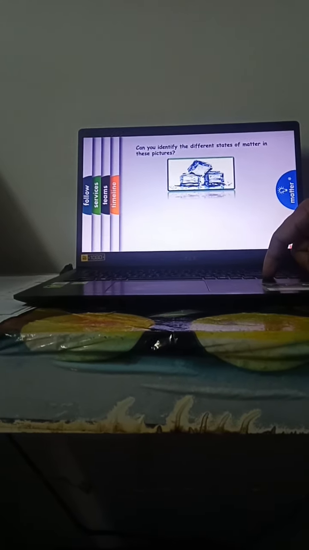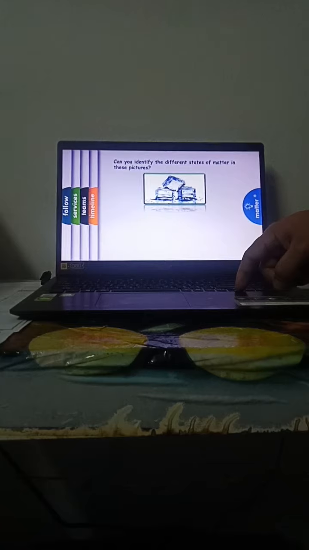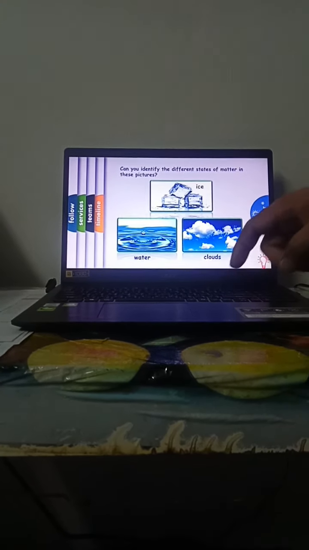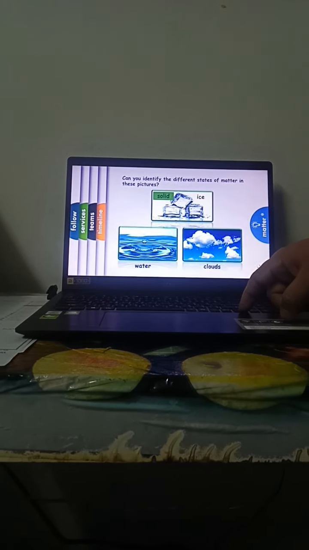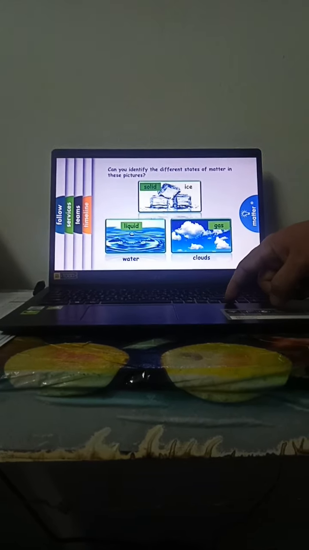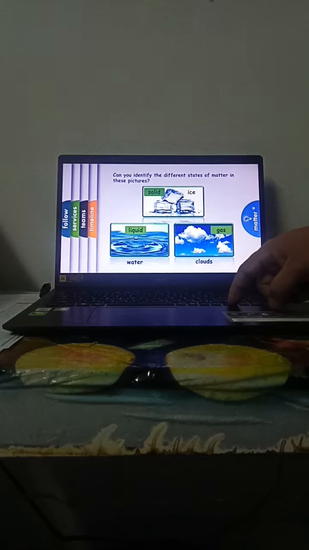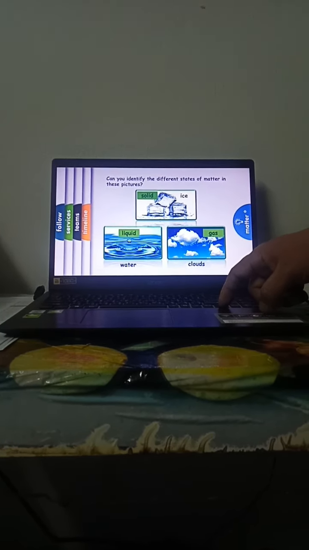Okay. Can you identify the different states of matter in these pictures? Here, ice is a solid. Water is a liquid. And clouds is gas.